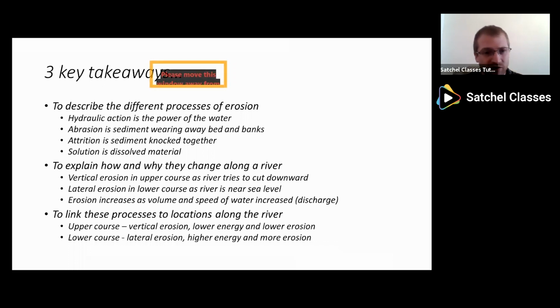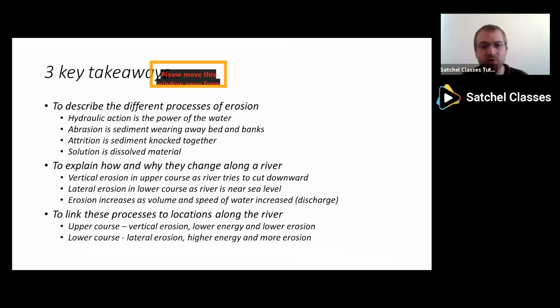Now, how and why do they change along a river? Basically, as we go from source to mouth, there's a transition of energy. So it starts small, the river tends to be more narrow, and in the upper course, vertical erosion is taking place at a slow rate, but it's taking place as the river is trying to cut down to sea level. Okay, as we go along the river, it meets other rivers through a confluence, and that energy and that volume of water is amplified. So therefore, there's potentially more power for the river to erode more. Okay, so erosion increases, the speed and volume of water increases.